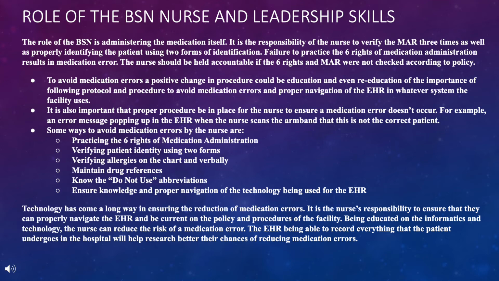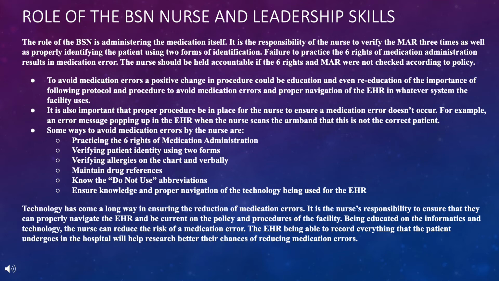Some ways to avoid medication errors by the nurse are practicing the 6 rights of medication administration, properly being able to navigate the electronic health record, verifying patient identity using 2 forms, verifying allergies on the chart and verbally, maintaining drug references, knowing the do not use abbreviations, and ensuring knowledge and proper navigation of the technology being used for the EHR.